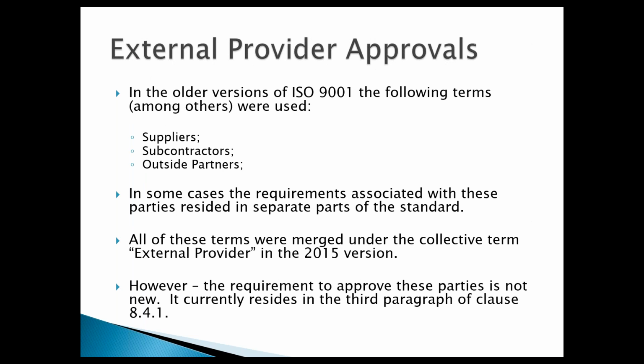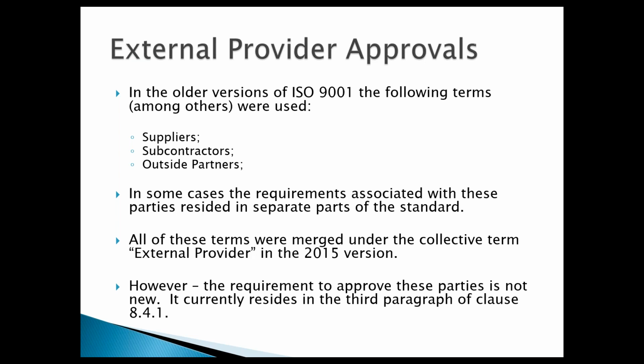Okay, our fifth key focus area, external provider approvals. If you read the older versions of ISO 9001, the following terms were used. Some of you may still be using this terminology in your company, and that's perfectly fine. Suppliers, subcontractors, outside partners. In some of the older versions of ISO 9001, the requirements associated with those parties resided in separate parts of the standard. Now, in the 2015 version, we applied the term external provider, and it was meant to be a collective term.